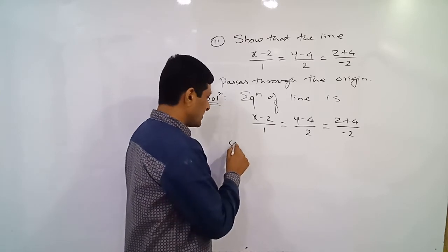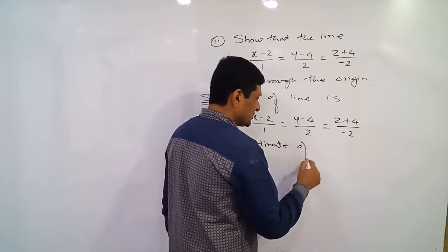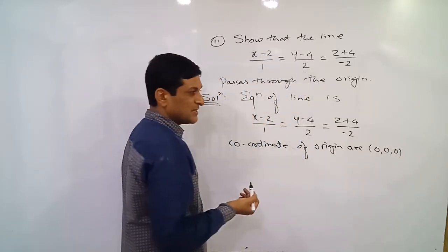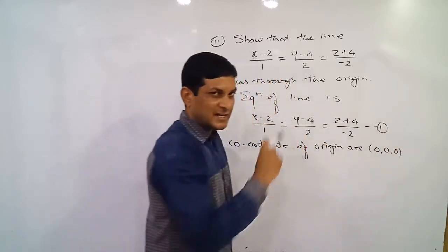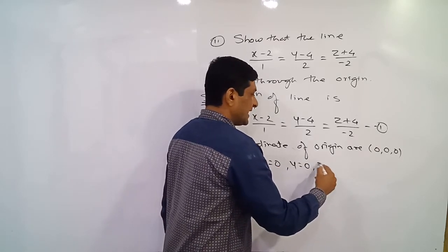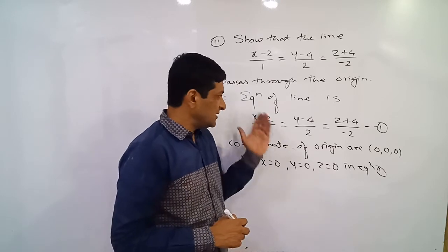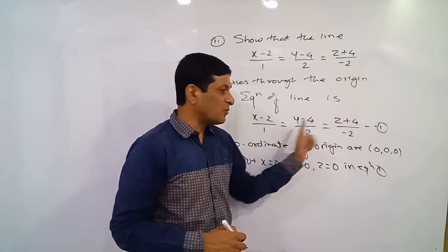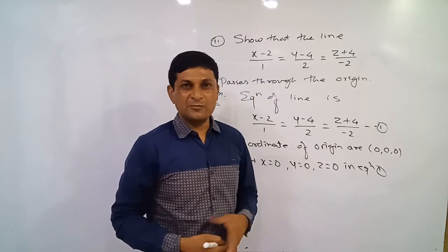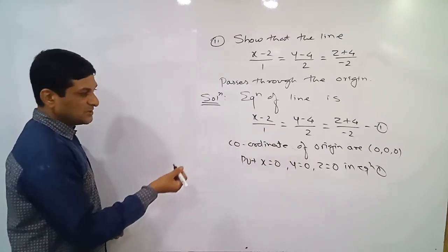So already we know that the coordinates of origin are 0, 0, 0. So now we are substituting x equal to 0, y equal to 0, and z equal to 0 in equation number first. After substituting the values in equation first, if the first term, second term, and third term are equal, then we can say that the coordinates of origin satisfy this equation, and if they satisfy this equation, this line passes through the origin. So let us substitute these values in this equation.